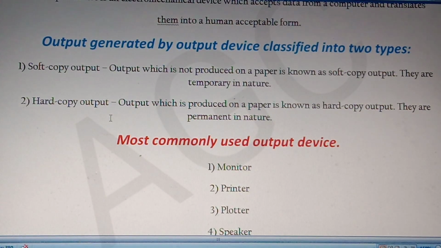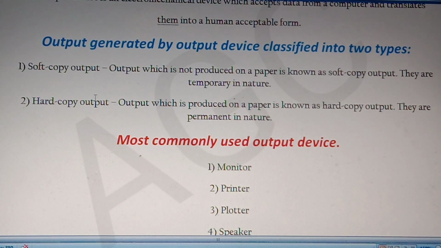Now, output generated by an output device is classified into two types. See here, what are the two types of outputs? The first one is soft copy output. We regularly use soft copy and hard copy. What is the meaning of soft copy and what is the meaning of hard copy? Soft copy output is the output which is not produced on paper. See here, now you are watching the video. This is a soft copy, not a hard copy. So this is soft copy output, which is temporary in nature.